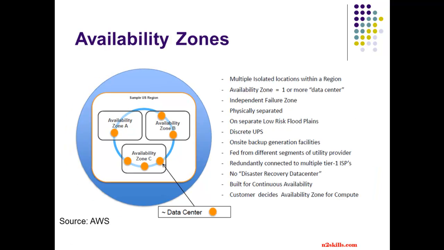Availability zones are physically separated within a typical metropolitan region and are located in lower risk floodplains. In addition to utilizing discrete uninterruptible power supply and on-site backup generators, they are each fed via different grids from independent utilities to further reduce single points of failures. And also, availability zones are all redundantly connected to multiple Tier 1 ISPs.